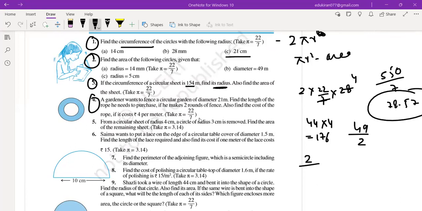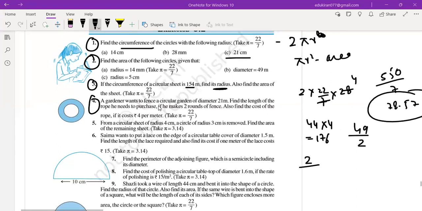Should I discuss this question first? Are you people getting it? What do you have to find? Area or circumference? In the fourth question, what do you have to find? Area or circumference? Circumference, ma'am. Try doing it. Others I'll discuss. Okay, we have to find circumference, right?